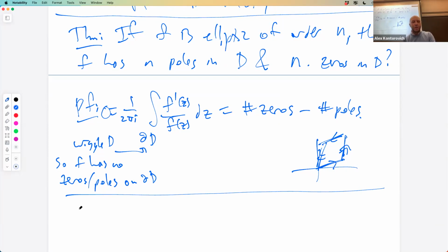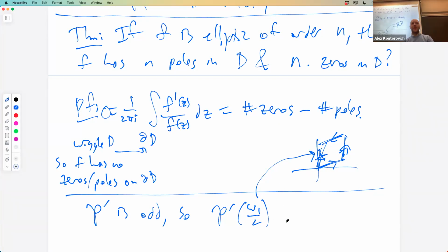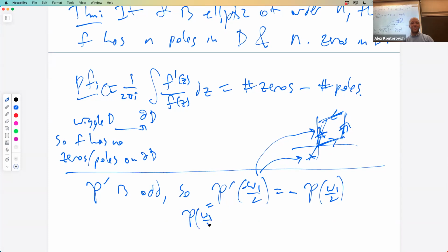Let's go back to P prime. What do we know about P prime at these half lattice points? Remember, P prime, the derivative, is odd. So what happens to P prime at W1 over 2? Let's think about negative W1 over 2. It's odd, so P prime of negative W1 over 2 is equal to, an odd function is where you have a minus sign, it pulls out negative P prime of W1 over 2. But it's also invariant under translation by W1. And translation by W1 brings us to W1 over 2.